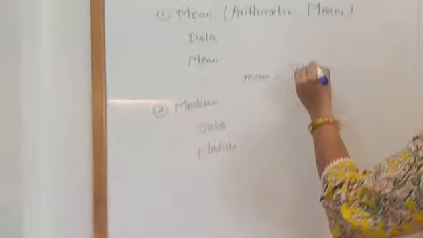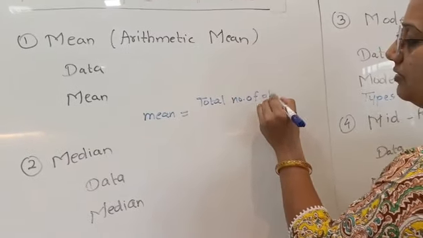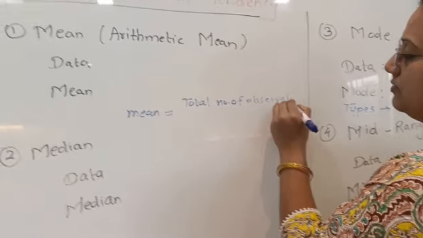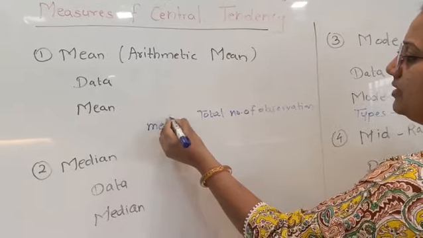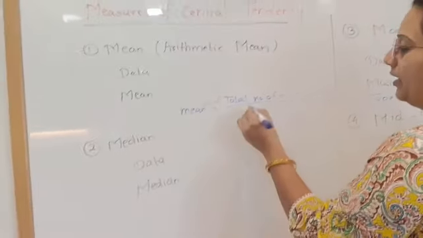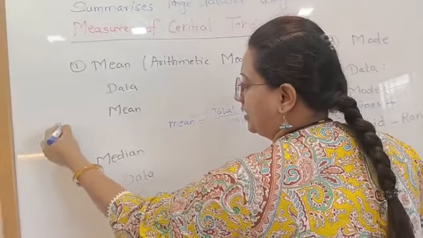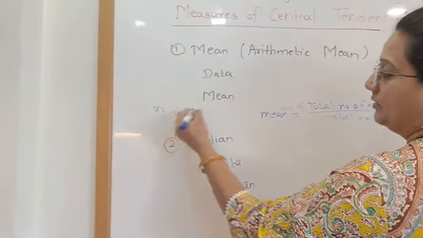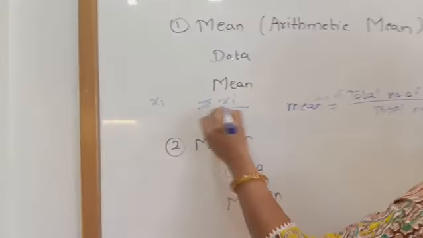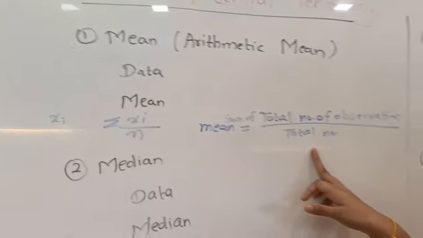total number of observations. It means the sum of the observations divided by the total number. That is a summation. Suppose observations are xi, then summation xi divided by n. N is the total number of observations. Sum divided by total number.